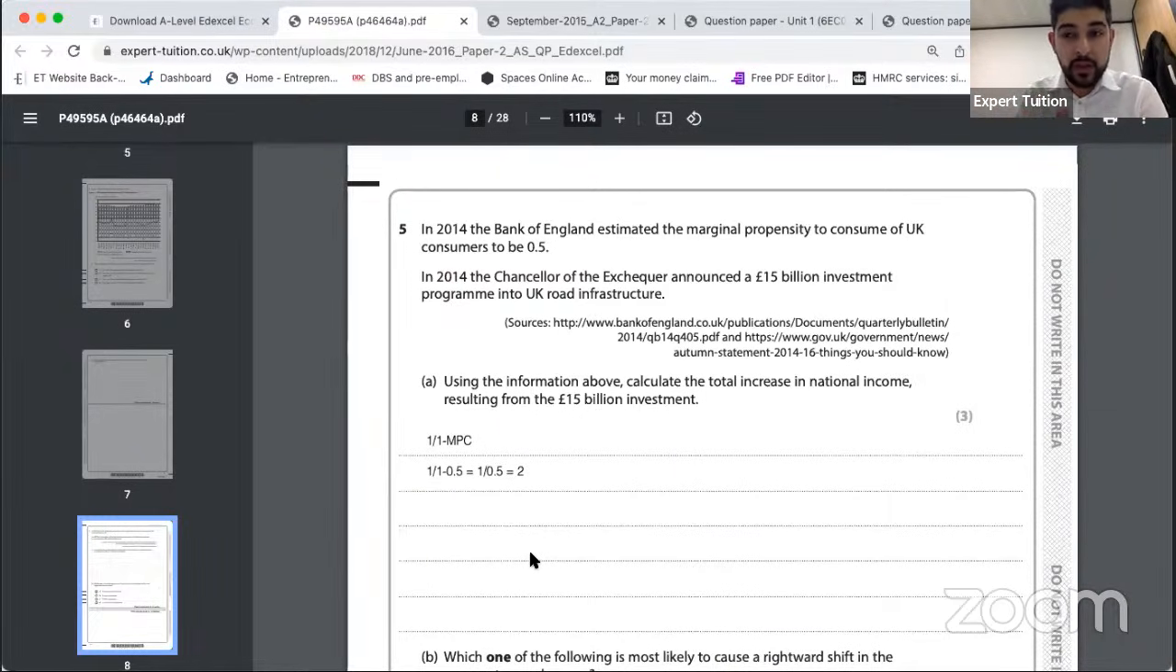Right. Why do you think it's called the multiplier? It's called the multiplier because you now multiply the initial injection by that amount. Therefore, all you do now for the last step to get the third mark is 15 billion times 2, which I'm pretty sure you could do in your head, it's 30 billion pounds. 3 marks. How easy is that?